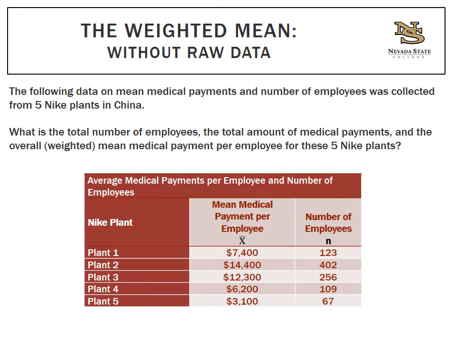So this data represents mean medical payments and number of employees from 5 Nike plants in China. So we want to know what is the total number of employees, the total amount of medical payments, and the overall weighted mean medical payment per employee for these 5 plants.